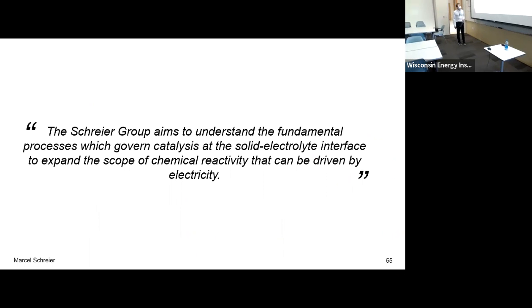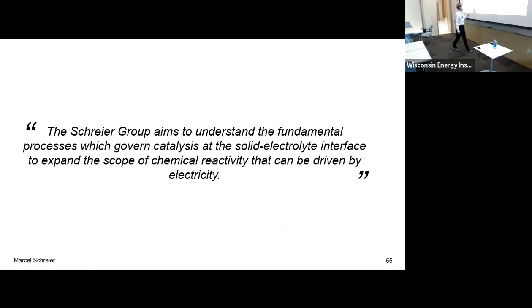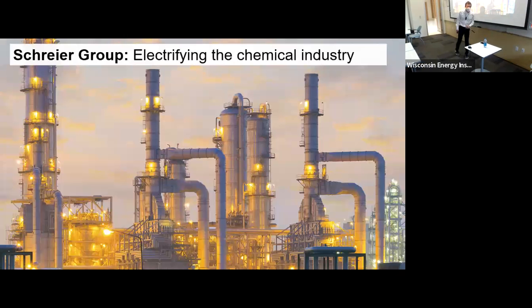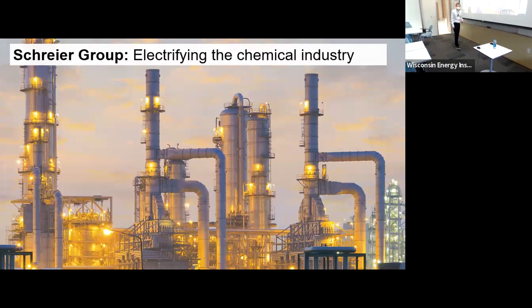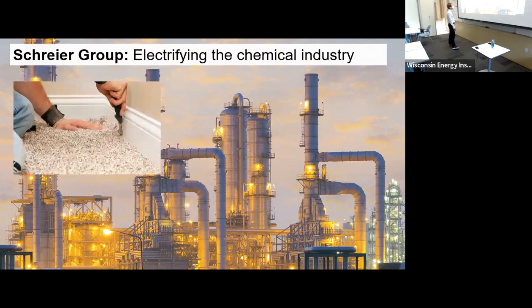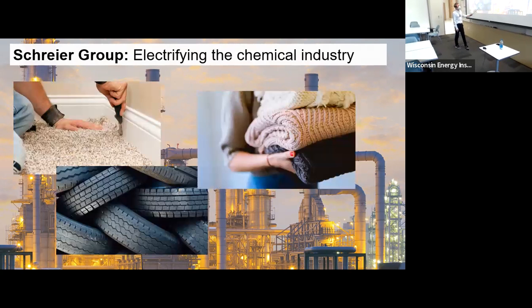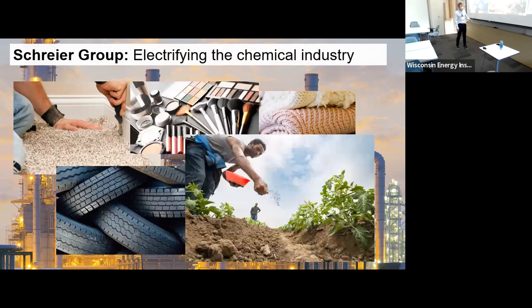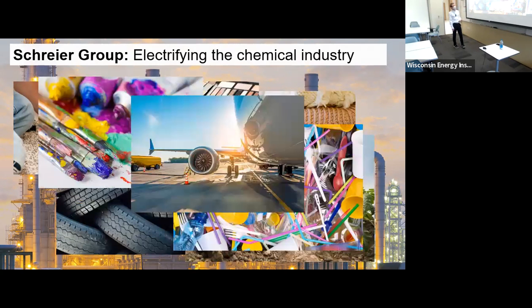Essentially, this is our mission statement. I will read it. The Schreier Group aims to understand the fundamental processes which govern catalysis at the solid electrolyte interface to expand the scope of chemical reactivity that can be driven by electricity. So we use all of the knowledge that I have shown you so far to find ways to use renewable electricity to drive complicated reactions such as they occur in the chemical industry, forming carpets, tires, tissues, cosmetics, fertilizers, paints, plastics, and fuels.